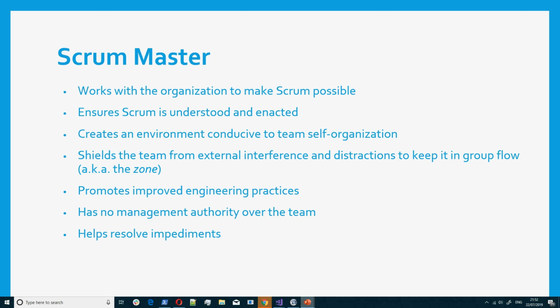The Scrum Master also ensures that the team is shielded from external interference and distractions. By doing that, he makes sure that the team is able to deliver and there is no interference from any external zone. He has no management role or authority over the team. He is not a test manager or development manager or something like that. His role is to help resolve impediments.